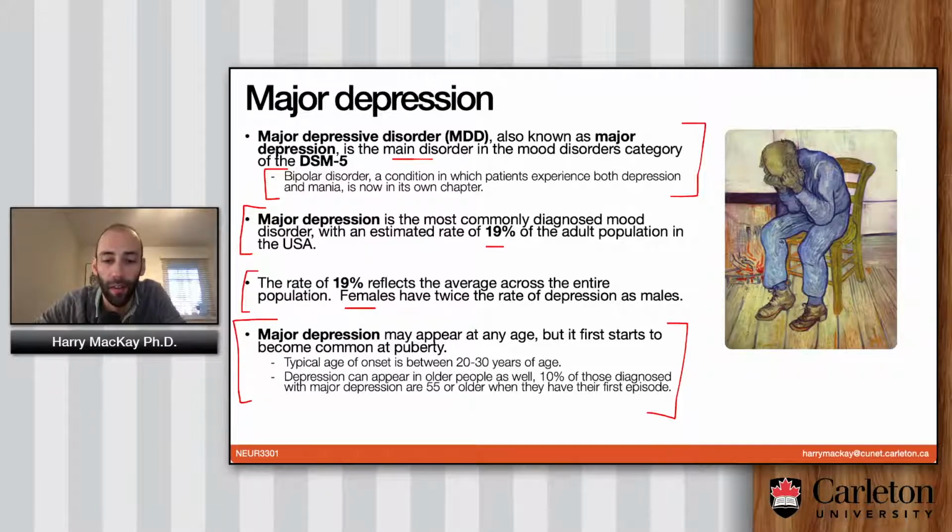The typical age of onset, however, is more between 20 to 30 years of age, but it can also appear in older people. So 10% of those diagnosed with major depression are 55 or older when they have their first episode. Senior depression is what you would call it. And, hey, being a senior is also a time when your life is changing quite substantially and not often for the better. You are potentially lonelier and less healthy than you've ever been.